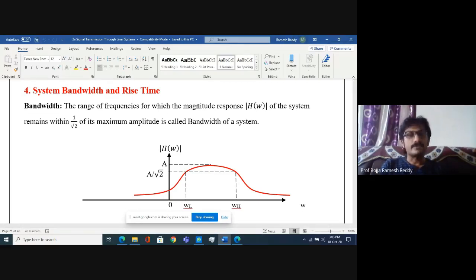System function or frequency response, then magnitude response, frequency response, then impulse response, calculation of impulse response, then response of a system. Now we will see system bandwidth and rise time. These two are another important parameters. Bandwidth. What is bandwidth? You know, like amplifier.